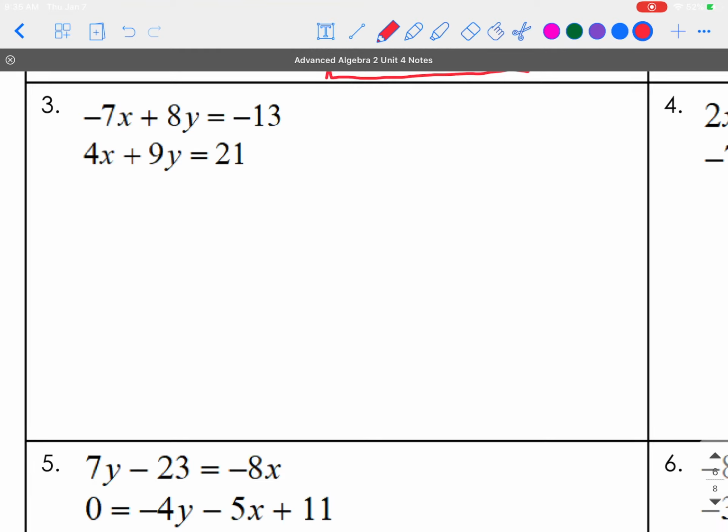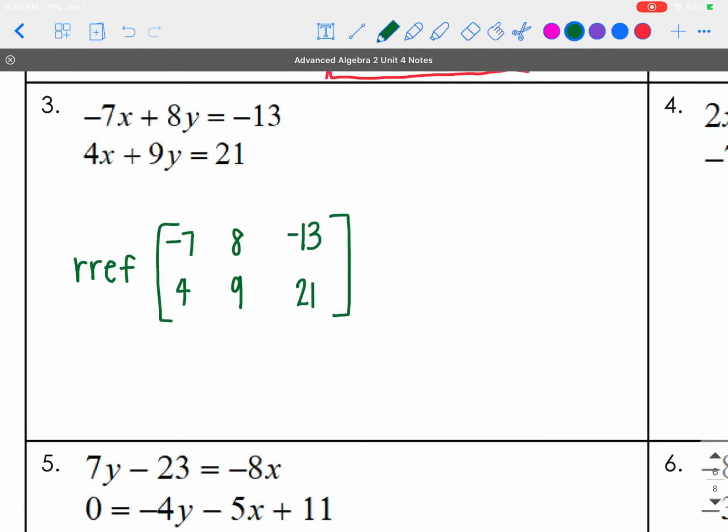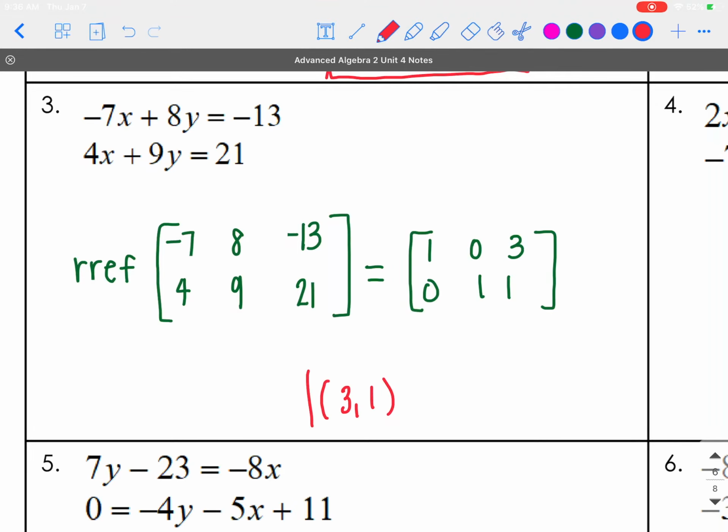Number 3, everything is lined up correctly. So RREF, -7, 8, -13, 4, 9, 21. That gives us the matrix 1, 0, 3, 0, 1, 1. Which leaves us with 3, 1.